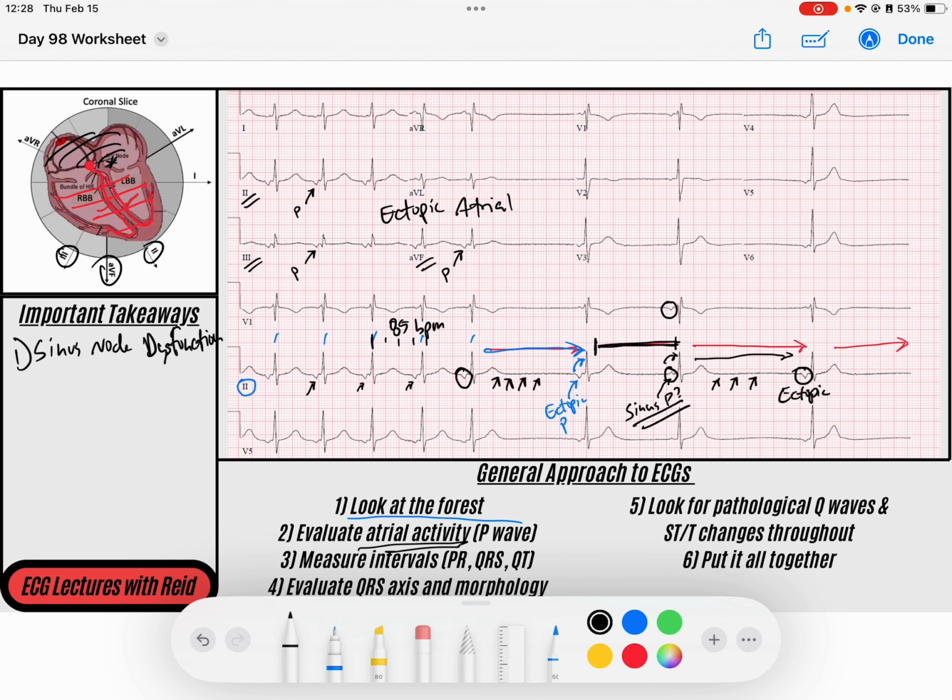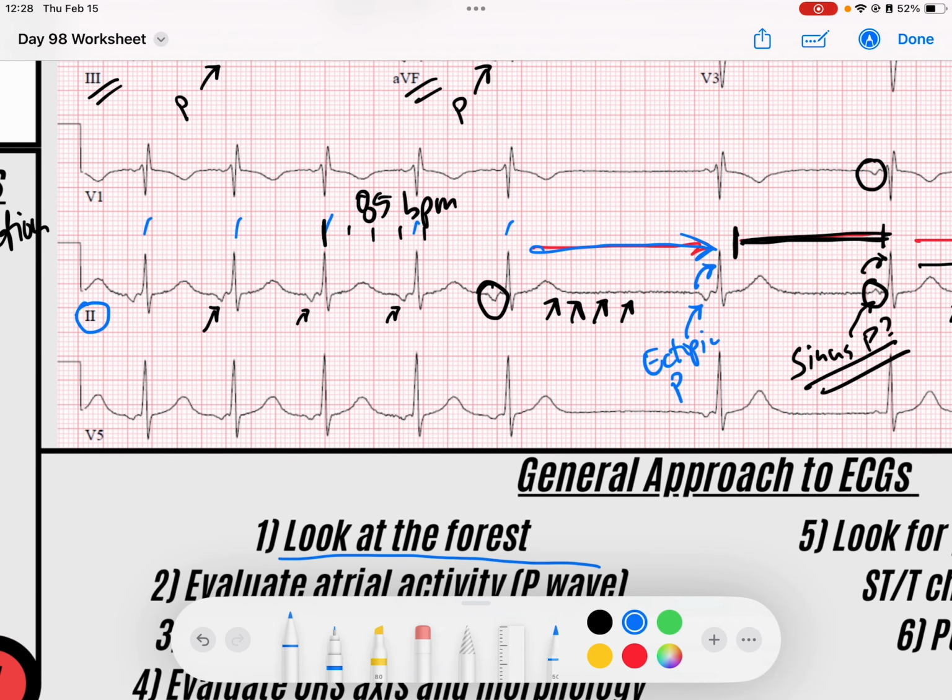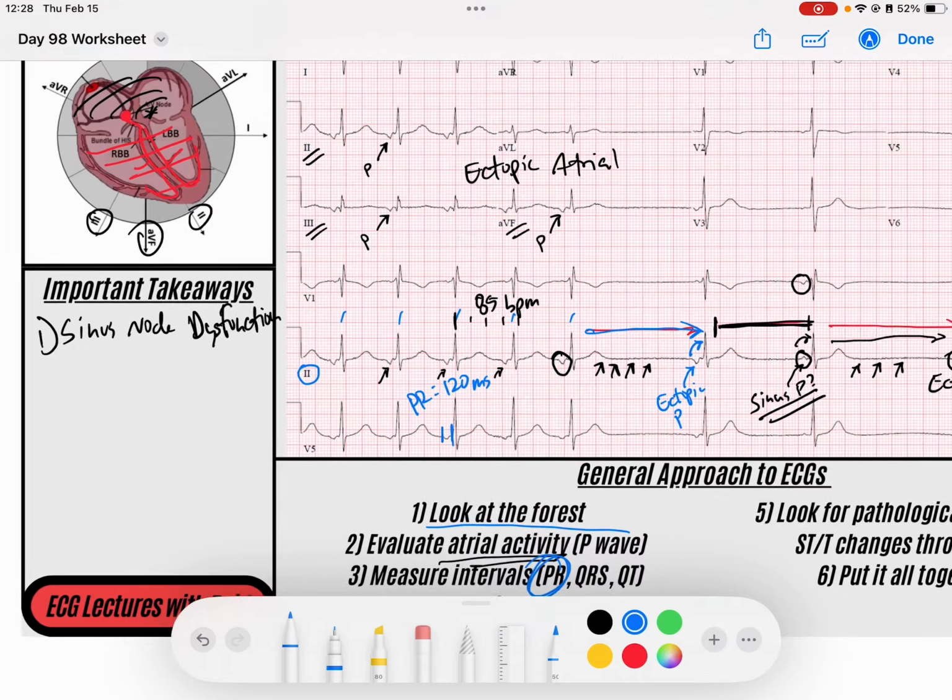Why that's the case, right? It's hard to always tell. This is just one snapshot in time. But let's keep evaluating this rhythm. So we've got our AV node that we can measure with our PR interval. We see that our PR interval here, from the beginning of the P wave to the beginning of the QRS, is on the lower side of normal, right? That PR is roughly 3 small boxes, so 120 milliseconds. And that's to be expected, right?